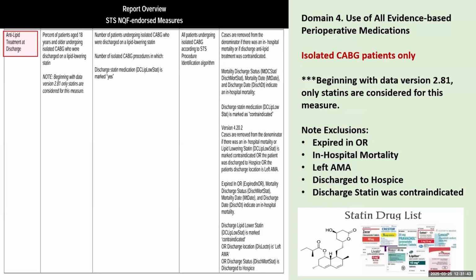Anti-lipid, it's the last medication in this domain. It's for isolated CABG patients only. Beginning in version 2.8, only statins are used in this measure. So it really is a discharge statin, okay? If you have an isolated CABG patient, they need to go home on a statin, or they need to have documentation as to a contraindication for the statin. The other exclusions for this metric are expired in the OR, in-hospital mortality, left AMA, or went to hospice.